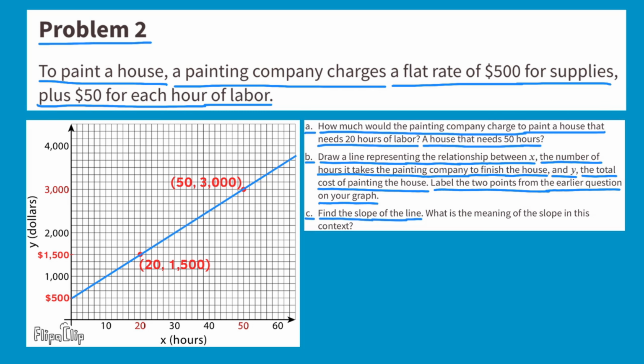C. Find the slope of the line. What is the meaning of the slope in this context? The slope is rise over run. The distance traveled horizontally from 20 to 50 is 30, so the run is 30, and the distance traveled between 1500 and 3000 is 1500, so the rise is 1500. The slope is 1500 over 30, or 1500 divided by 30. And 1500 divided by 30 is 50, so the slope is 50.